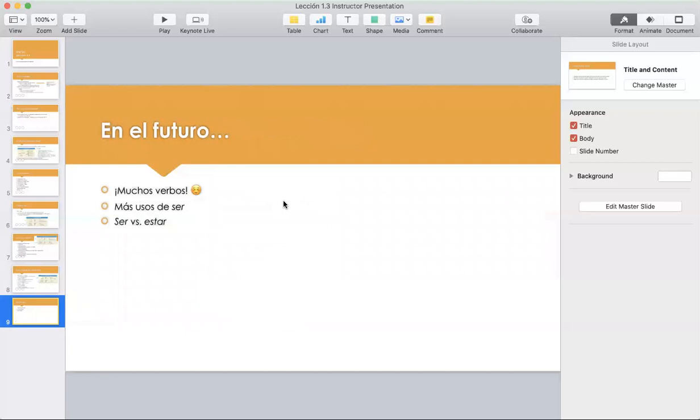So again, next time we're going to learn many more verbs, muchos verbos. We're going to use more uses of the verbo ser. And then of course, we're going to get familiar with the difference, la diferencia entre los verbos ser y estar. We're going to learn more about the difference between the ser y estar.